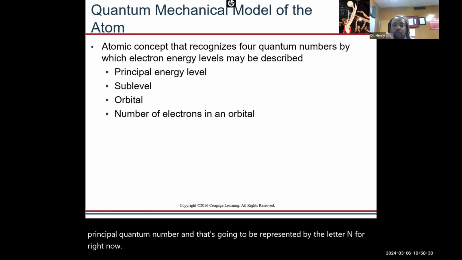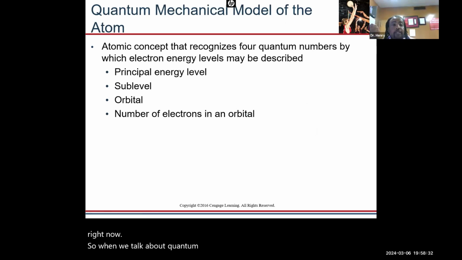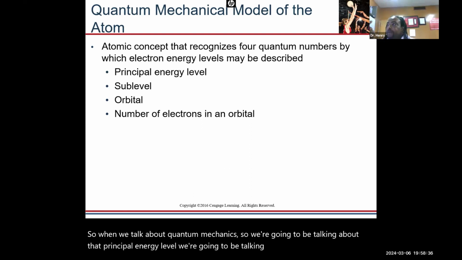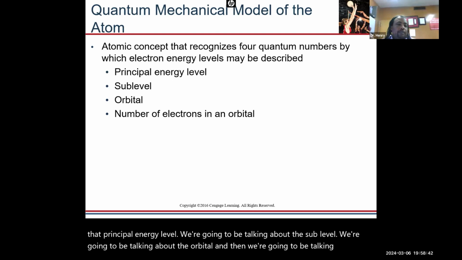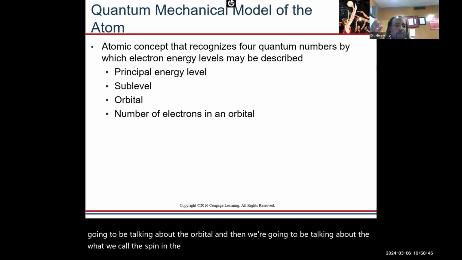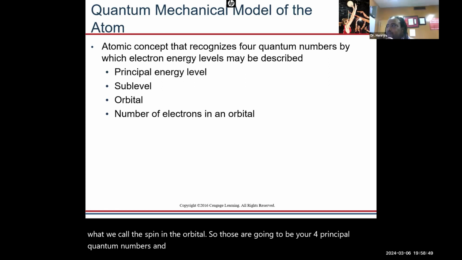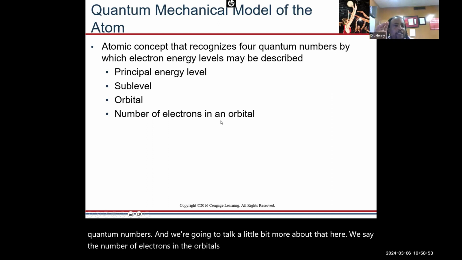So when we talk about quantum mechanics, we're going to be talking about the principal energy level, the sublevel, the orbital, and then what we call the spin in the orbital. Those are going to be your four principal quantum numbers, and we're going to talk a little bit more about that. Here we say the number of electrons in the orbitals, so that represents the spin, sort of. So we'll talk more about this.